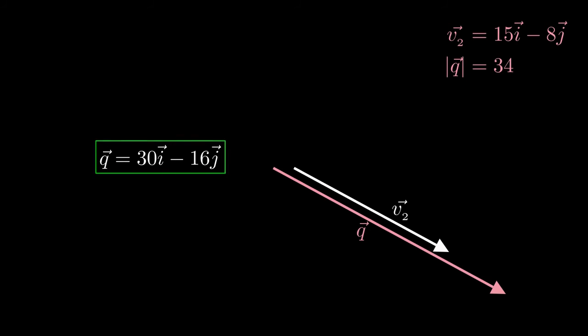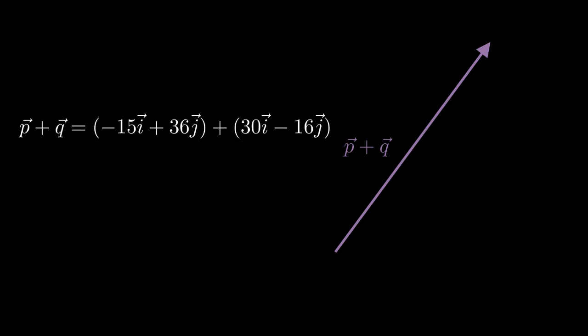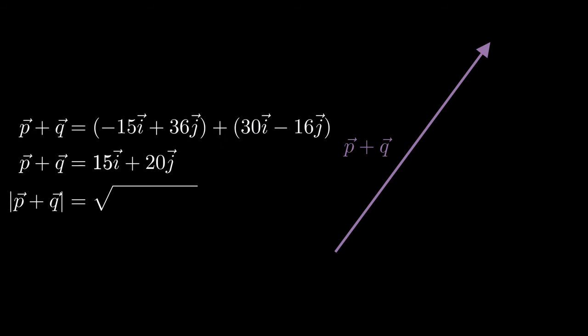Part B. Part B now, we have the vector p plus q. Okay, adding vectors, no problem. When you add vectors, you add the i piece and you add the j piece. So when we add the i piece, we get a positive 15. And when we add the j piece, we get a positive 20. Okay, and we need to find the magnitude, so we use Pythagoras again.